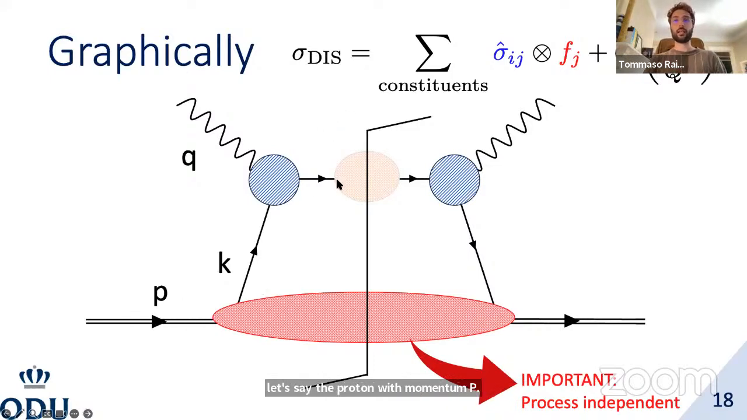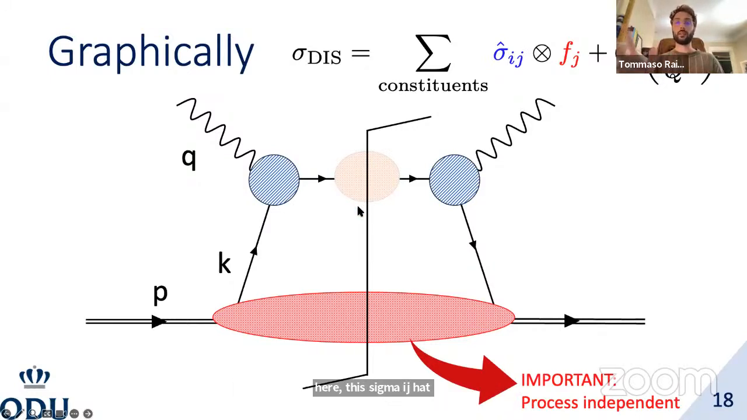Now, let's just look at half of this graph. So this left contribution here. Inside the proton, I said there are quarks, antiquarks, and gluons, and let's say that the photon interacts with a quark inside the proton. So it will interact with something, with this blue blob, and this blue blob is exactly what is in this formula here, this sigma ij hat.